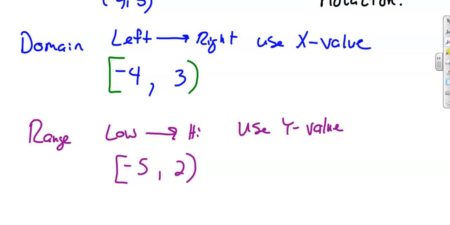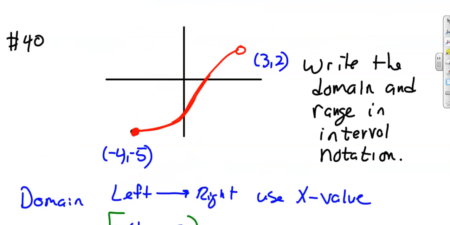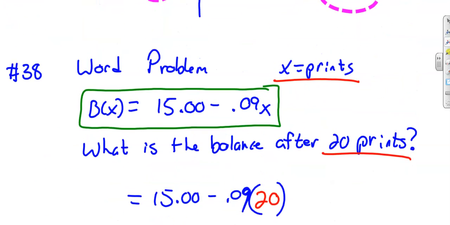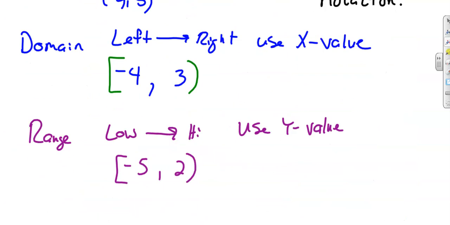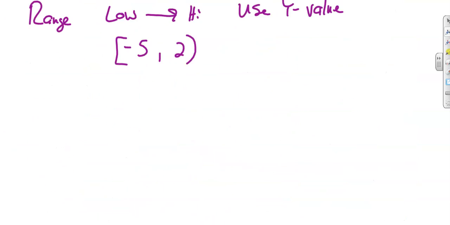Okay, and then the last 2 questions. 42 is doing basically the same thing that we did back here on, let's say 38. Really, it's the same thing as 36. The only thing that's different on 42 is that the problem is just a little bit more complicated looking, but it's still the same thing. They give you some function.